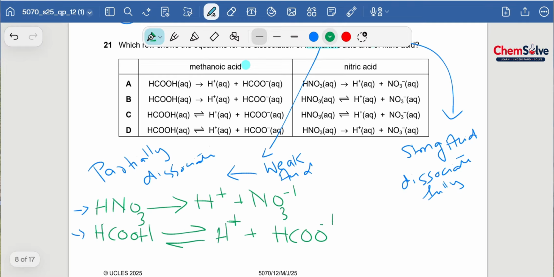So for methanoic acid, you can see this is not reversible. This is not reversible. So these options are incorrect. But we can consider C or D. For option C, nitric acid is being shown with a reversible arrow, which is incorrect. So option D must be the correct option.